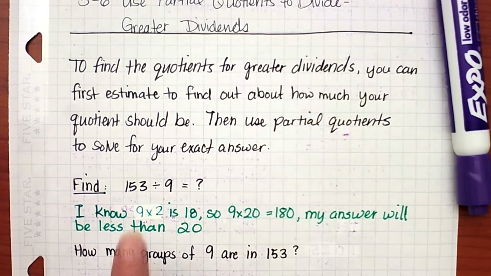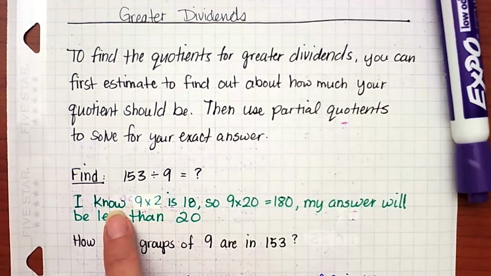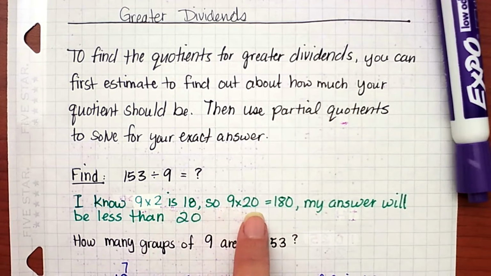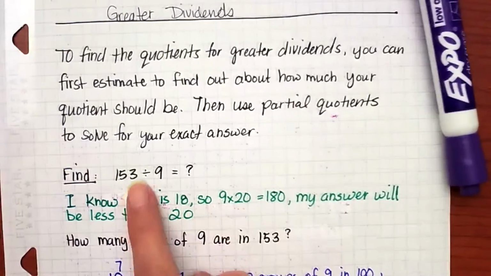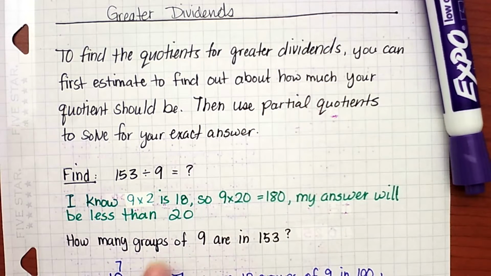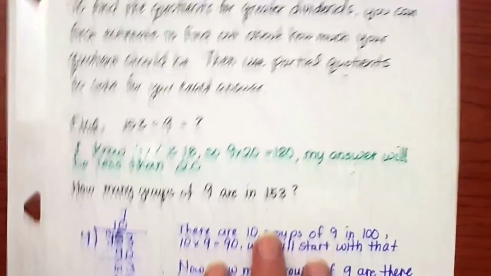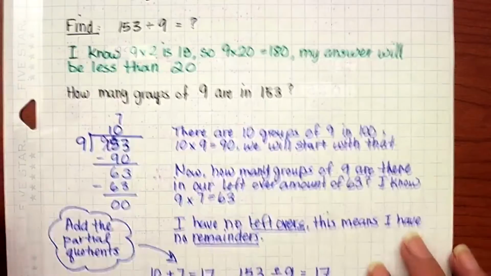So for example, if I have 153 divided by 9, I have to think, how close can I get to 153 by groups of 9? Well, I know 9 times 2 is 18, so 9 times 20 is 180. So I know my answer is going to be less than 20 because 180 is too high. That's going past what I have here. So I have to stop and think, how many groups of 9 are there in 153? So I'm going to stack and use my partial quotients to find my answer.